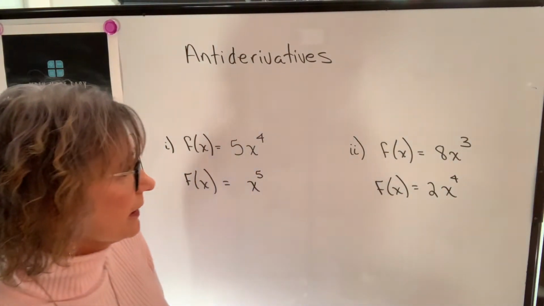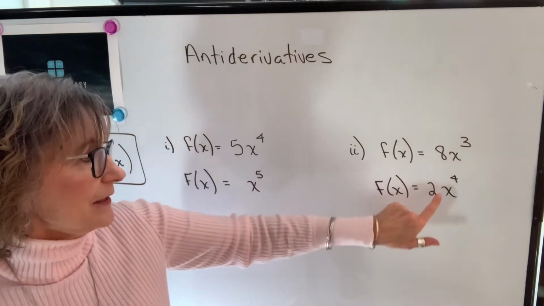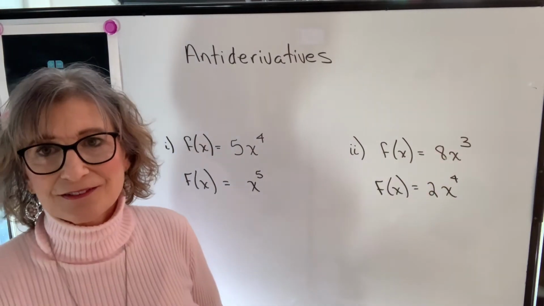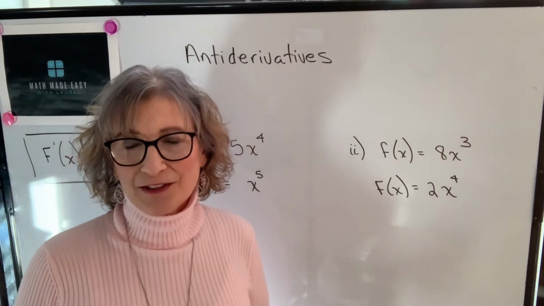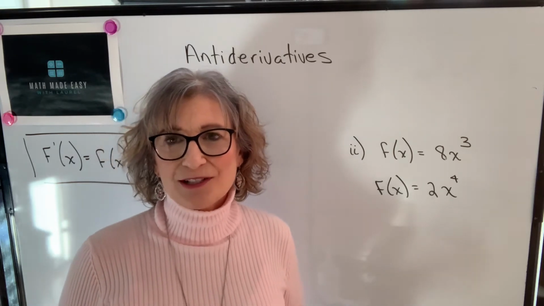Very easy to check. Does the derivative of this function equal this function? You can do it, and yes, it does. So that's basically what we're doing when we're finding the antiderivative, is going backwards from finding the derivative. Let's take a look at some more examples.